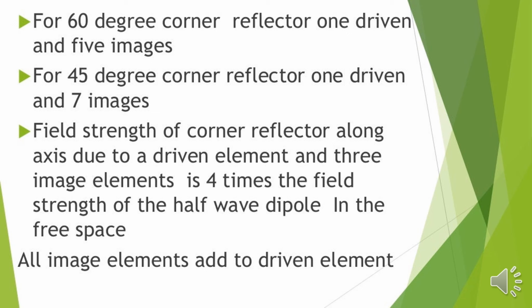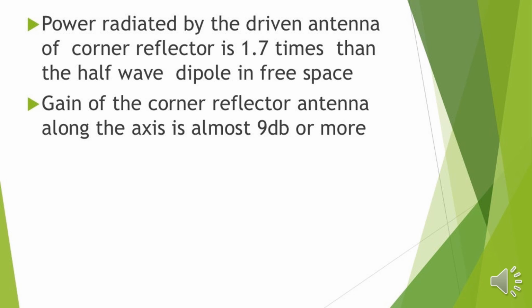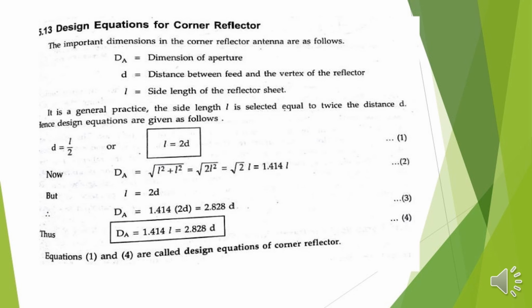For a 60-degree corner reflector, there is 1 driven element and 5 images. For a 45-degree corner reflector, 1 driven element and 7 images. Depending upon this, the field strength will change according to the driven element, and with 3 image elements the field strength is 4 times. All the image elements can be added to the driven element. The power radiation of this particular corner antenna is 1.7 times the half-wave dipole in free space. So the gain is calculated to be almost 90 dB or more.